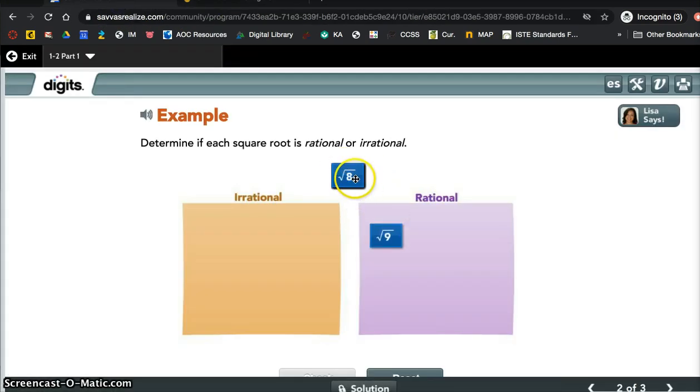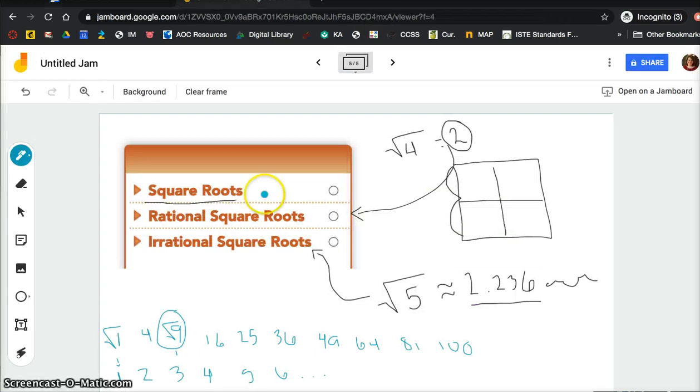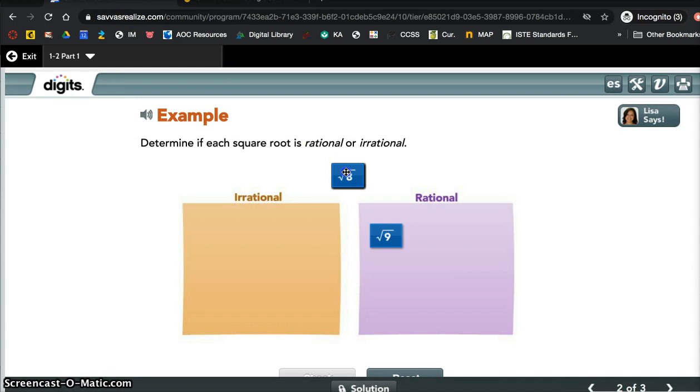The square root of 8. Is 8 on our perfect square list? Nope, it's not. So 8 is going to be an irrational number. The square root of 8, I should say, is an irrational number. Square root of 7 is also not on our list, so that's going to be irrational. Square root of 6 is irrational. We already checked the square root of 5 is irrational.